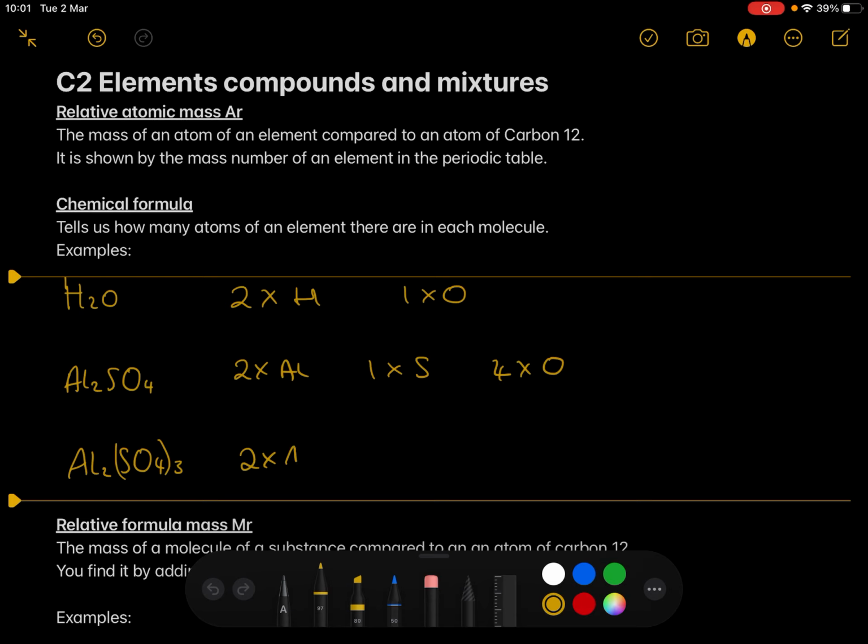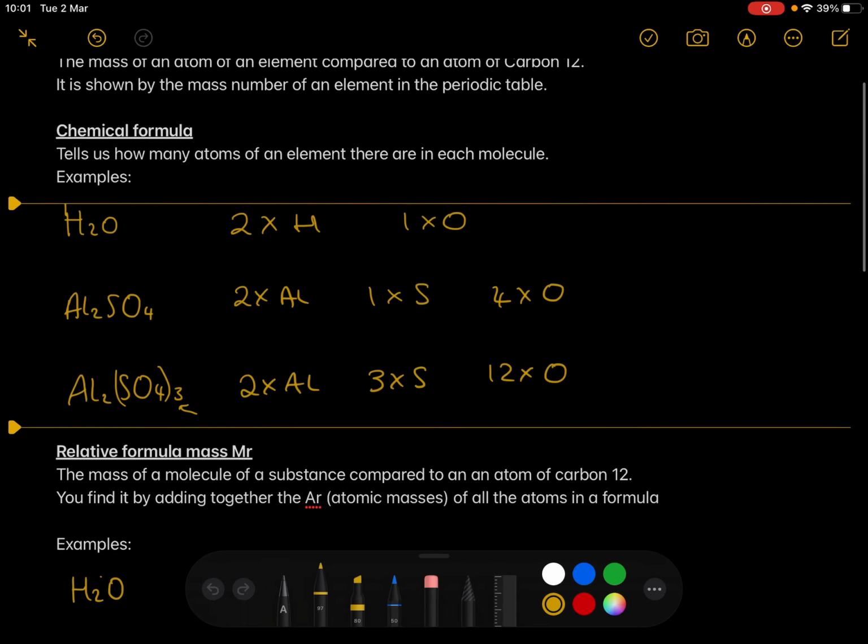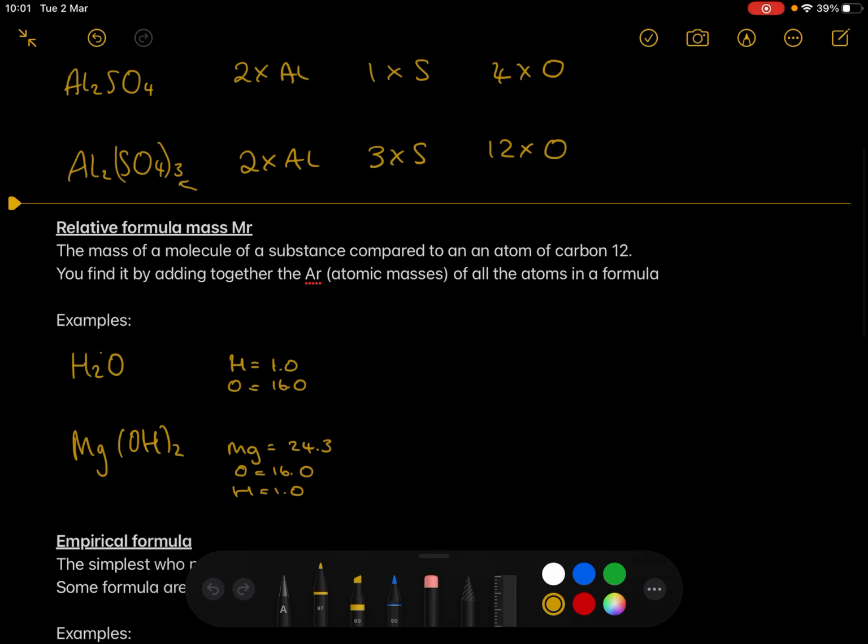Al2, again, 2 aluminiums, but this time, can you see there's an extra set of brackets there? And that there's a little 3. That 3 corresponds to everything in the bracket. So now we've got 3 sulfur and 12 oxygen. And I know that there's 12 oxygen because there was originally 4, and now I've got 3 lots of 4. So again, everything in the bracket is times by 3, but not the stuff outside.